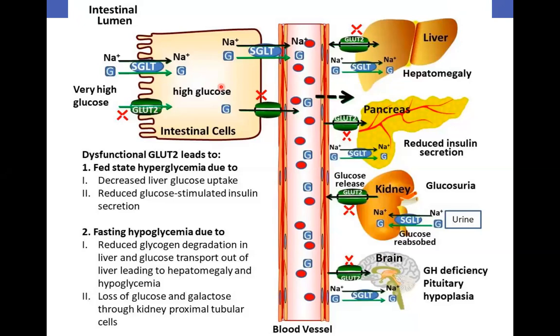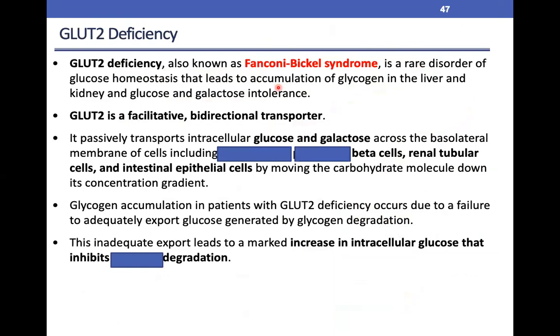Does that make sense why a GLUT2 transporter deficiency is going to lead to an accumulation of glycogen? I think that's the only concept you need to know. No, yes. I don't know. Okay. Maybe not. Okay, it does? That's good.